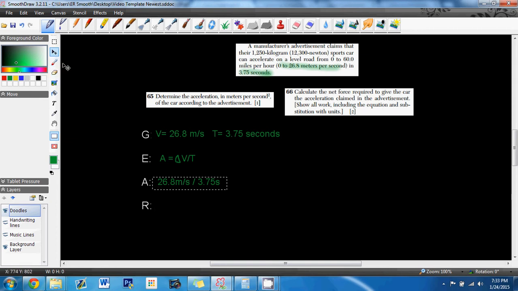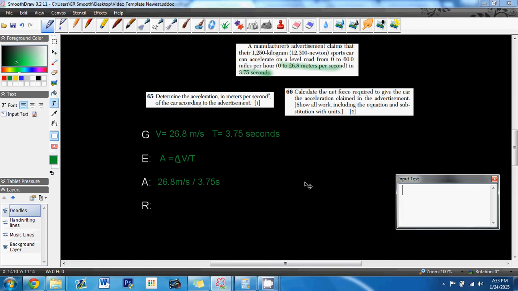Our acceleration will be 7.15 meters per second squared. That will be our acceleration.